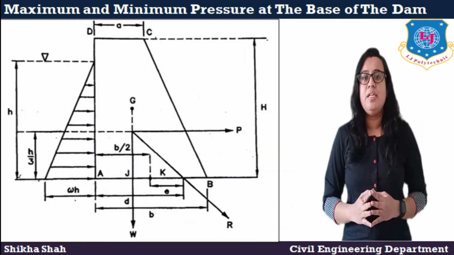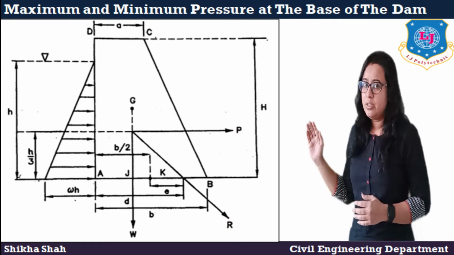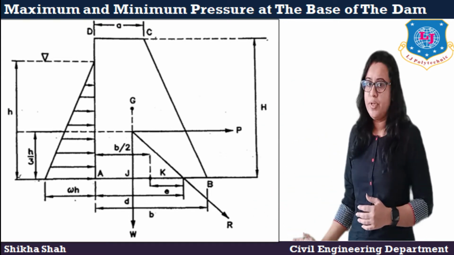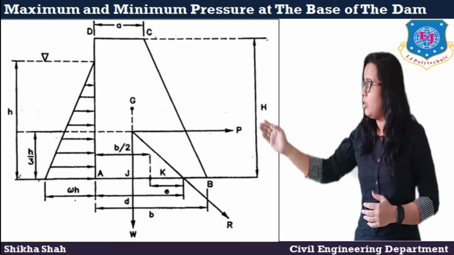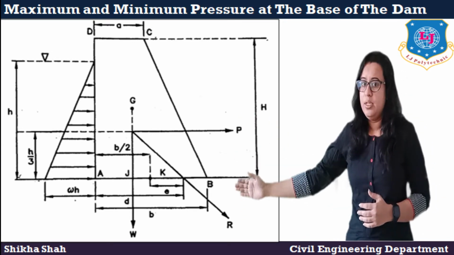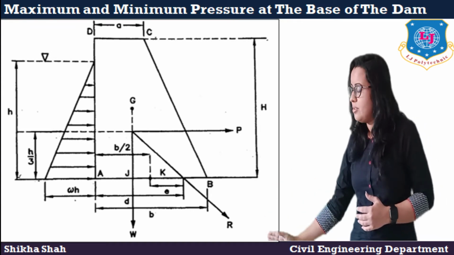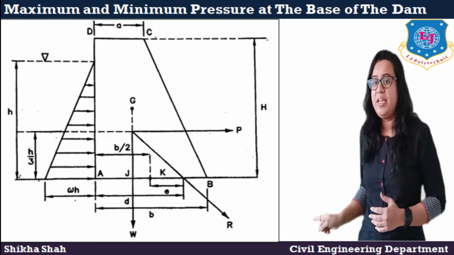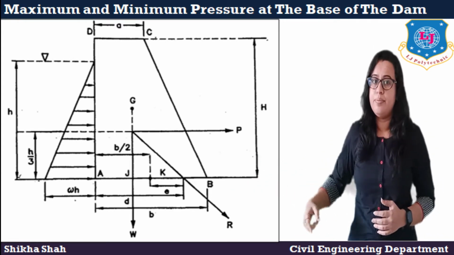The maximum and minimum pressure at the base of dam as shown in figure. Small a is the top width of dam, small b is the bottom width of dam, capital H is the total height of dam, small h is the height of water, P is the total water pressure acting on dam, W is the total weight of dam, and R is the resultant of P and W. A is the heel of dam and B is the toe of dam.